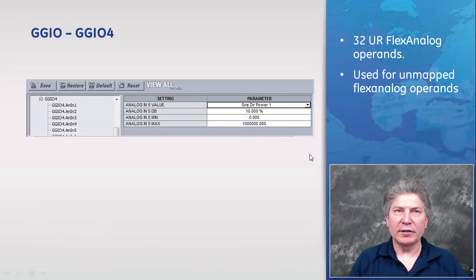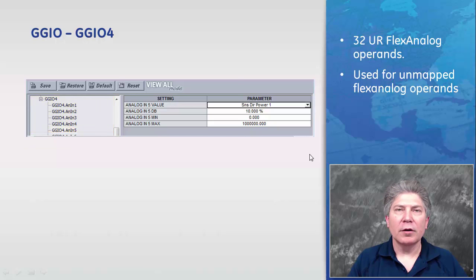The last thing we'll look at is the GGIO4, and this is a UR feature that allows any of up to 32 UR flex analog operands to be user mapped to an IEC 61850 model data attribute. Those flexed analog operands that have not yet been factory assigned to a data attribute can be user assigned to a GGIO4 data attribute. You will need to check the manual to verify which signals are not mapped. If you use a factory assigned data attribute in GGIO4, the GOOSE communications will not be successful.